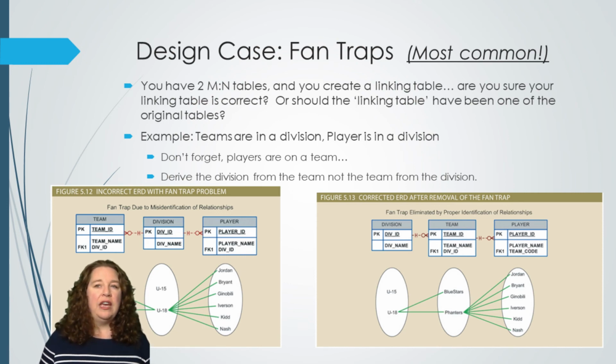So we call this a fan trap because it's really easy to make this mistake. What you want to do is look at every piece of information that you need and make sure you can always derive information from the third table or from each different table. So can I go from my division to find all of my teams? Can I go from the team to figure out all my players? Can I go from my players to find my division? As long as you can do that, you're okay, but you got to keep track of those.